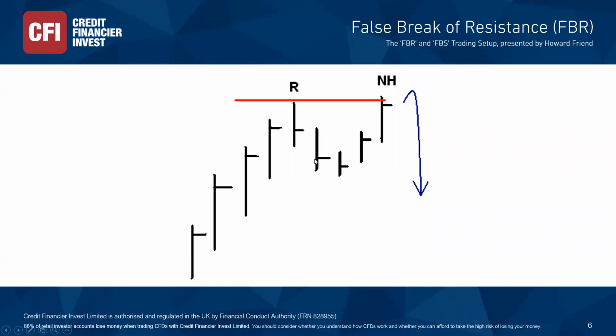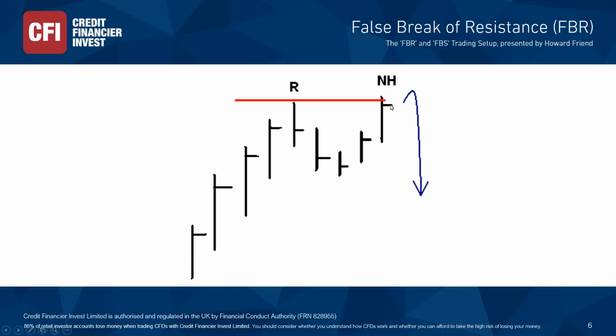So after the correction, buyers come back in and they have another go at the upside. Now usually once the market breaks through this resistance level, the swing high, there's an expectation that the market should continue to go higher, repeating this kind of action that we saw before the pullback.